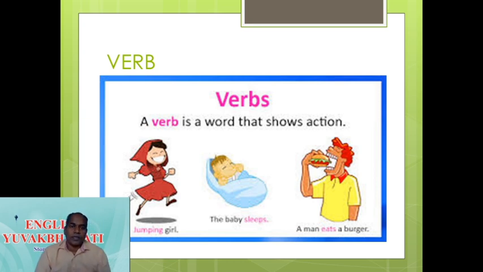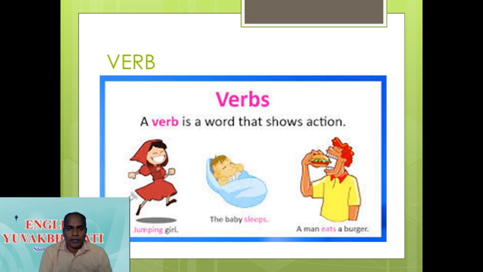A verb is a word that shows an action. What is called a verb? The word which shows an action is called a verb. असा जो word जो action सांगत असेल, which suggests or which tells an action, that time we can say that the word is called a verb.